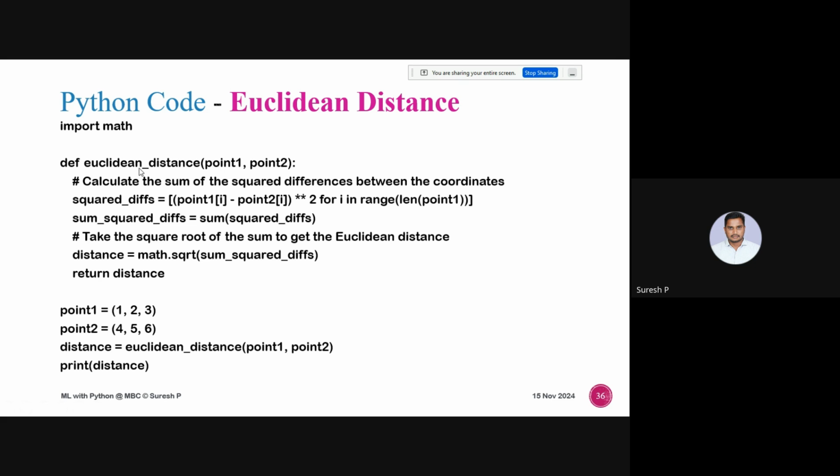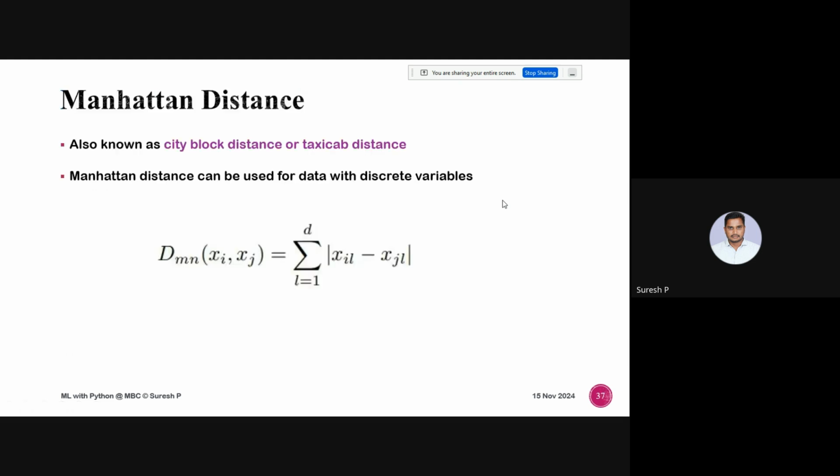We are passing the two data points. After that we are calculating the squared difference. Then we will take the square root. For calculating the square root, we have the math.sqrt function. Then finally the distance will be returned. So this is the Python code for calculating the Euclidean distance. The formula is given and the code is also given.